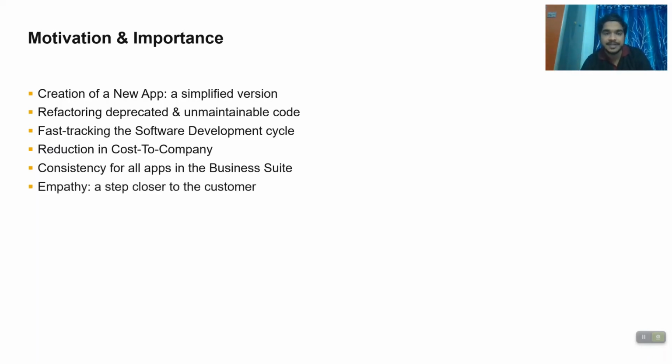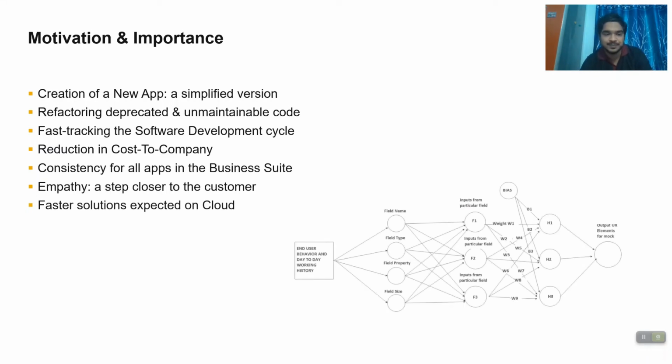And at the end of the day, definitely understanding the customer based on the consistent UIs that we are designing. And also faster solutions on cloud. The paper used an artificial neural network where end user details, or how the application was used over the years, have been fed into the system. And finally, depending on the weights and calculations made, a particular mockup was selected and suggested by the system.